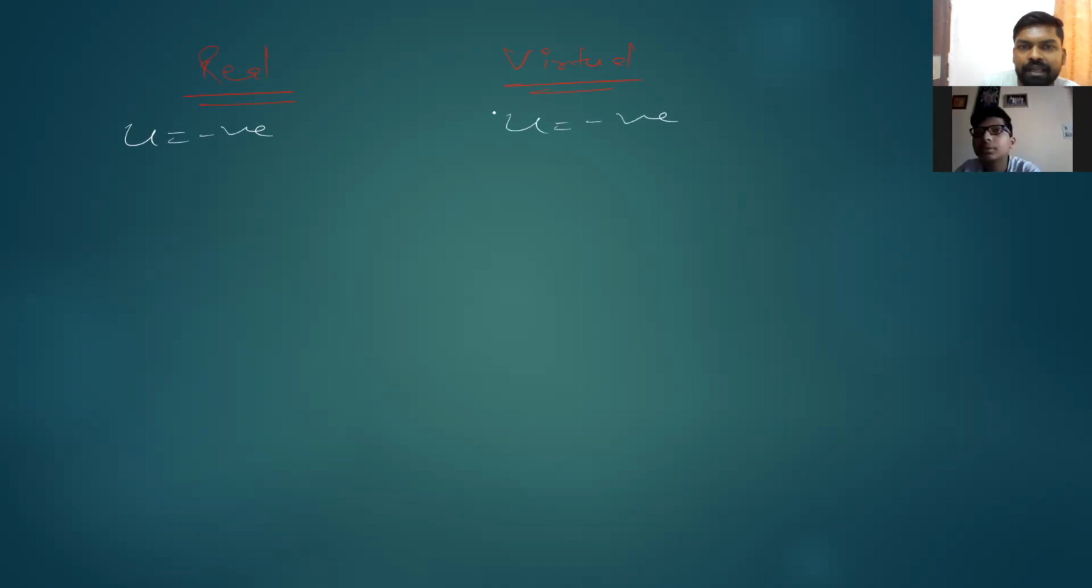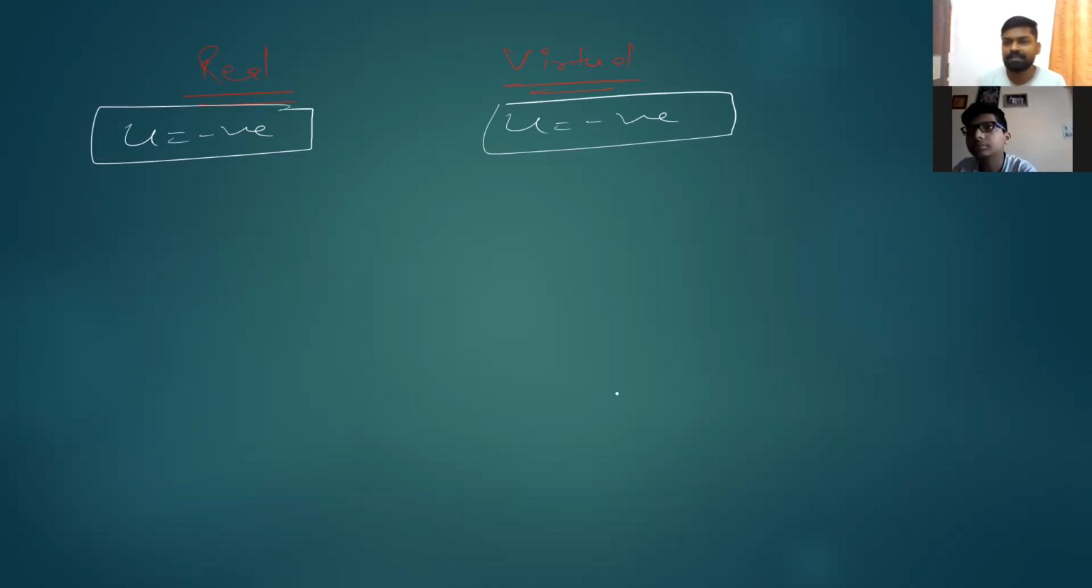One more thing I want to discuss, that we have two types of images, real image and virtual image. For real image, u is always negative, and for virtual image, u is always negative. Means we can say that u is always negative for real image as well as virtual image. Now what about v?